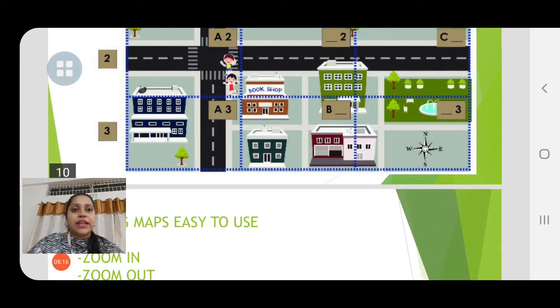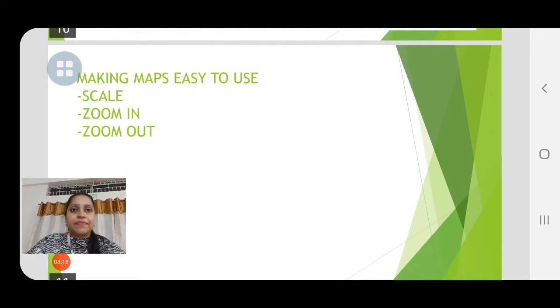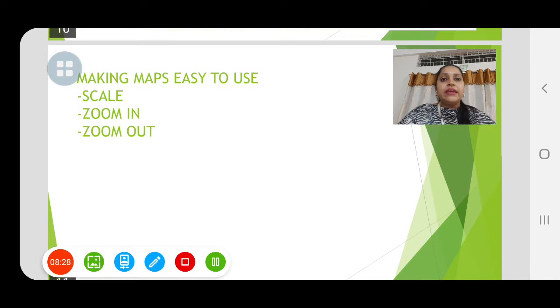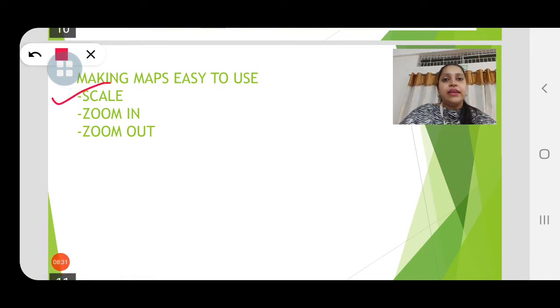So let's proceed to our next topic, which is making maps easy to use. So children, how can maps be made easy to use, and what are the three main things? It's scale, children, then zoom in and zoom out. These are the three main things which make a map easy to use. Okay, we can easily use a map using these three things. Now what are these three things? Let's see. It's in your textbook itself. So all of you take out your textbook and open the page where it's mentioned.